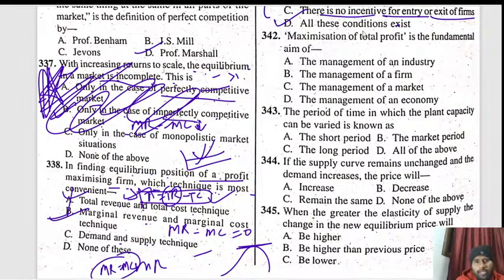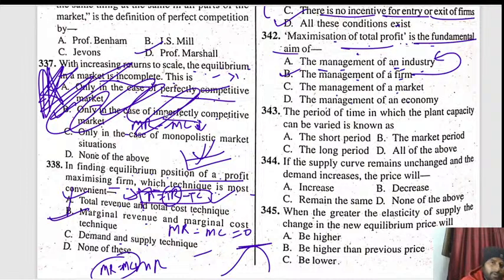342. Maximization of total profit is the fundamental aim of the management of industry, management of firm, management of market, management of economy. Maximization of total profit is the fundamental aim of management of firm, and when it is the aim of management of firm, then obviously it will be the aim of management of industry. 342, it will be B. It is B only. Question number 343.